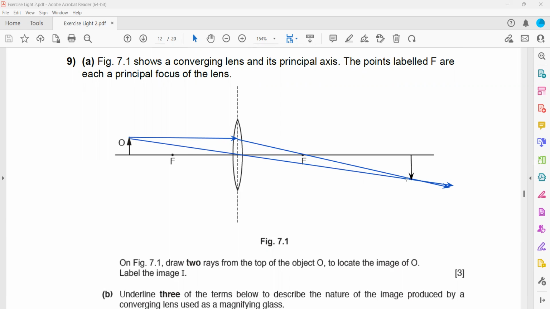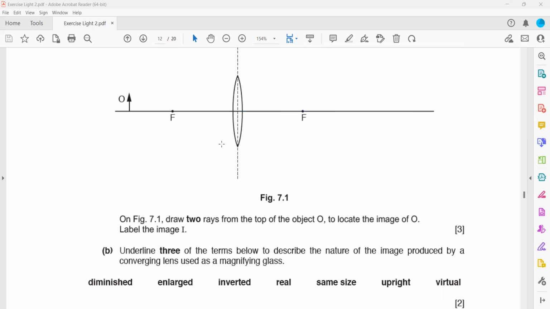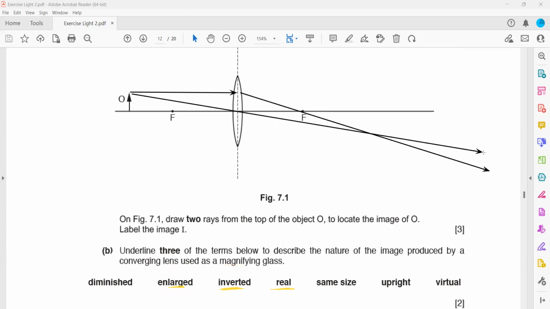Then underline three of the terms below that describe the nature of the image produced. Like this we drew. It is magnified, real, and inverted. So first, the parallel ray passes through the focus, and one through the center will pass straight. The position where they meet or intersect is the position where the image is formed.